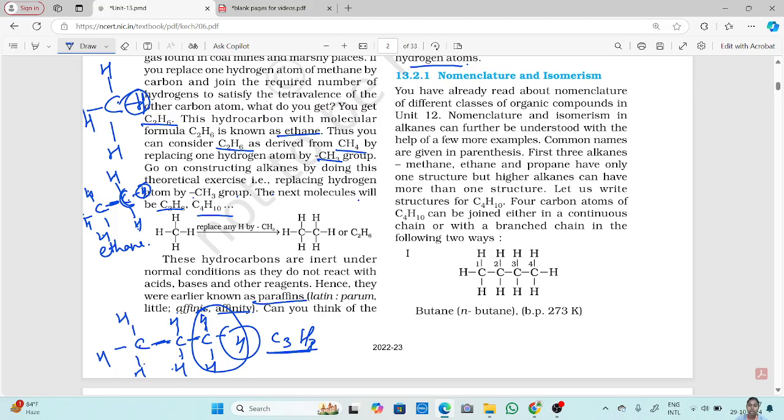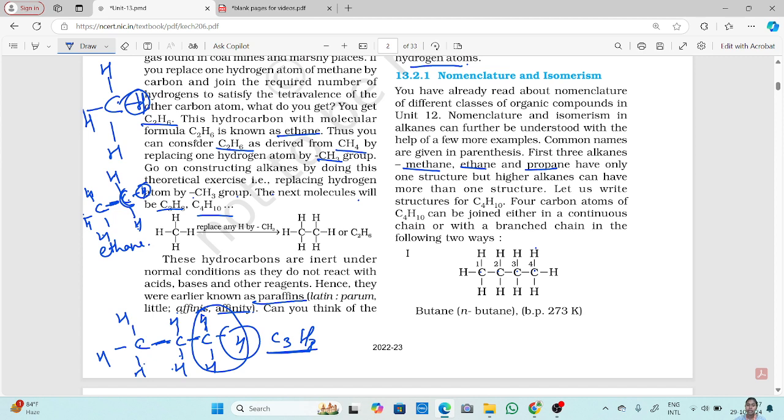Now, the first 3 alkanes are methane, ethane and propane. Meth, eth and prop have only one structure, but higher alkanes can have more than one structure. So these 3 are the basic ones and they will have only one structure, but above propane the structures can have more than one form. Let us write the structure of C4H10. 1, 2, 3, 4, 4 carbons, and 10 hydrogens. So this is the structure of C4H10.